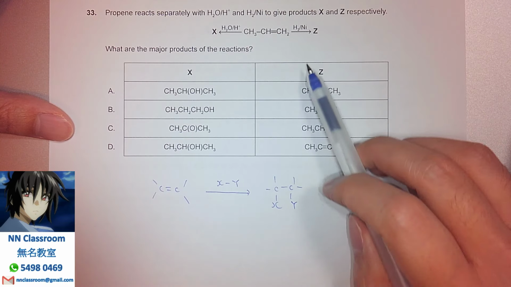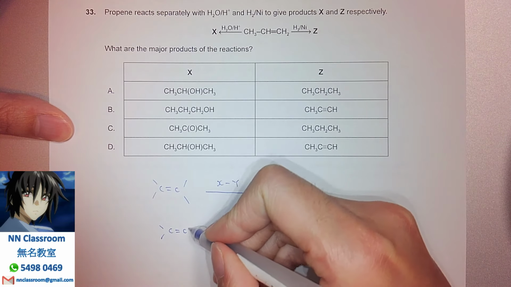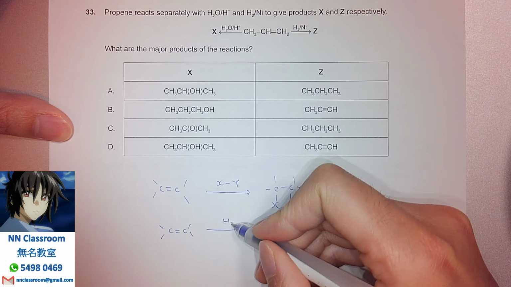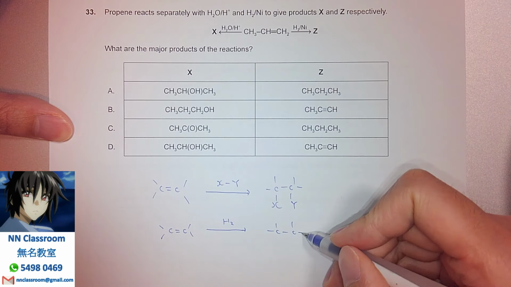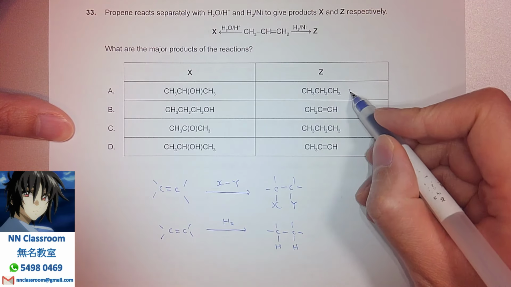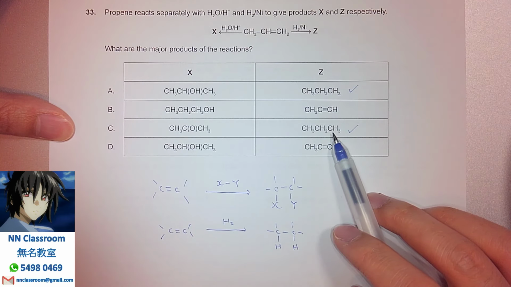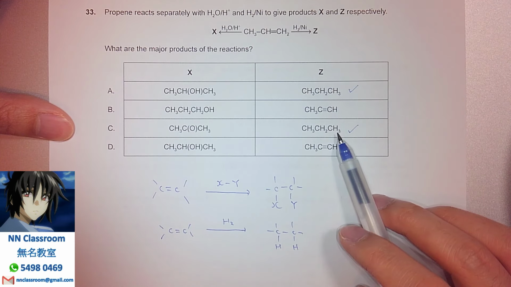So for the first situation, maybe Z first, this is going to be easier. If you give me simply two hydrogens, I will simply add one hydrogen on one side and on the other side also hydrogen, resulting in an alkane. So from this perspective, we can see Z can only be propane, no degree of unsaturation anymore. So that's why the answer is now shortened to only A and C.